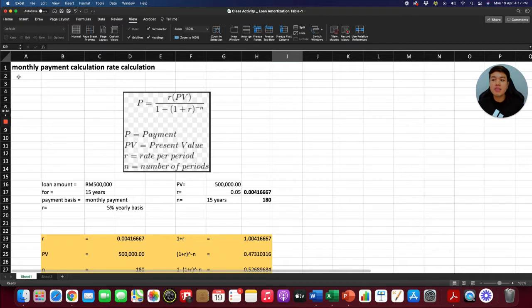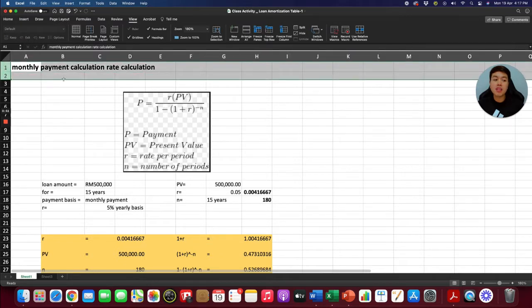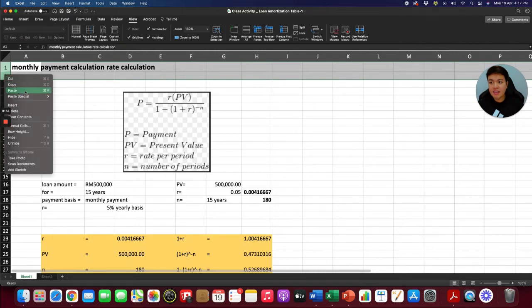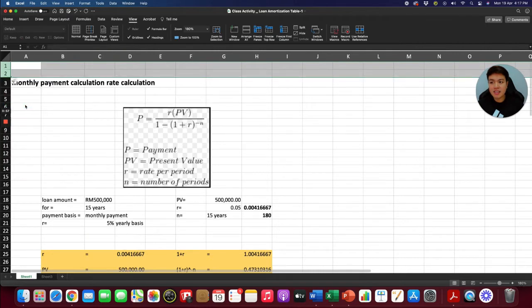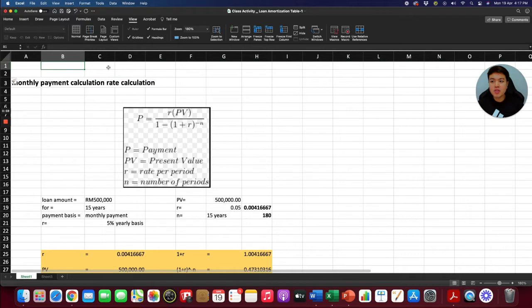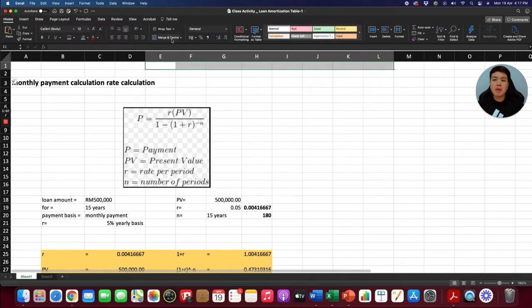Alright, for instance, here in Excel, if let's say you want to put in another row, you can highlight and then right click and then insert. Click insert. There you go. You have a new row. So today this is what we're going to do. Let's say you want it to be in the center. You can highlight the tables and then you can go to home and merge and center.